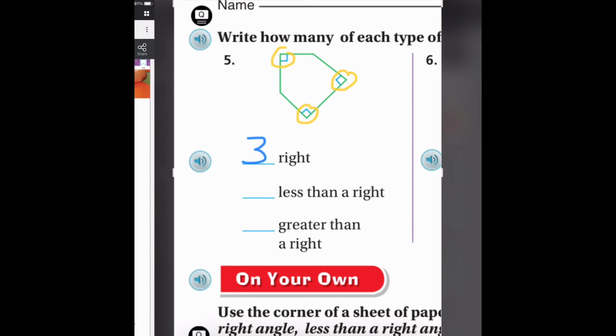Now we have just two other angles. There's an angle here and an angle here. So both of those angles are greater than a right angle, and we have a total of 5 angles. We have 3 plus 2 here. That equals 5. I've counted up all my angles. That means we have 0 that are less than a right angle.